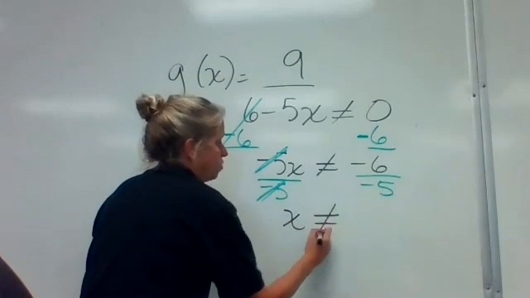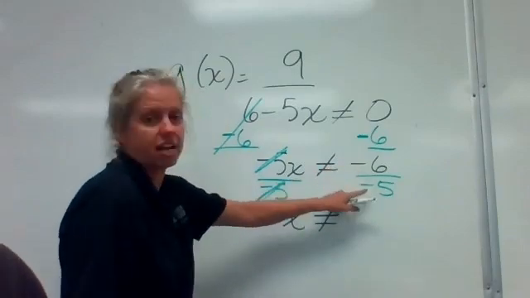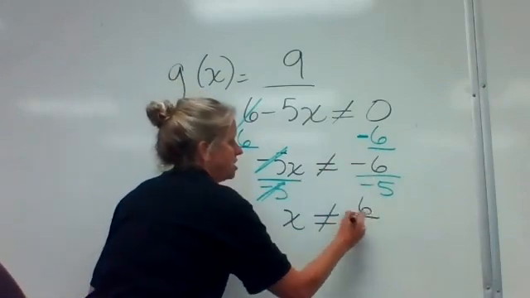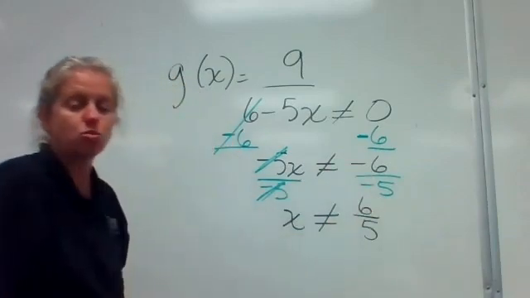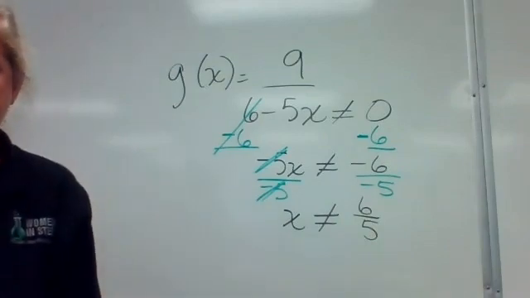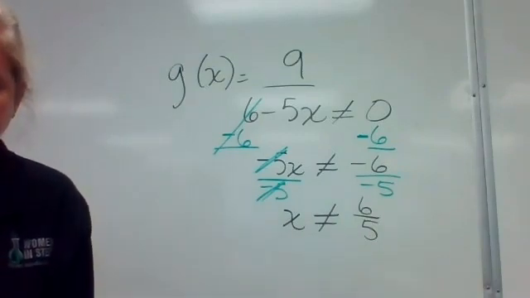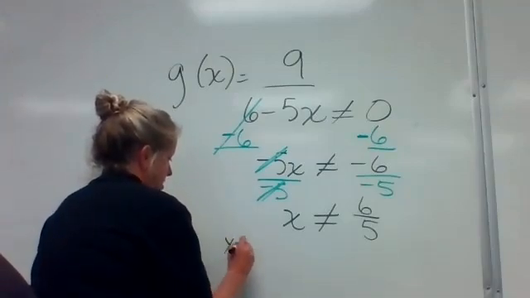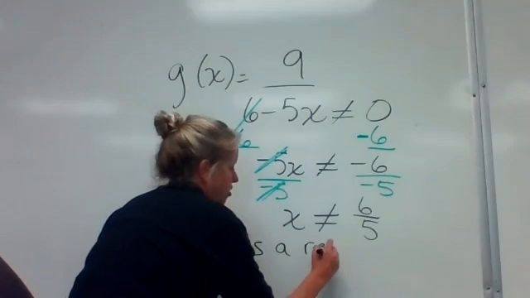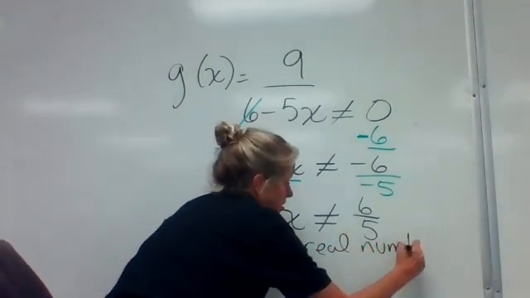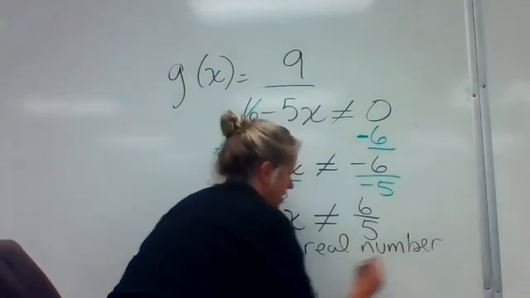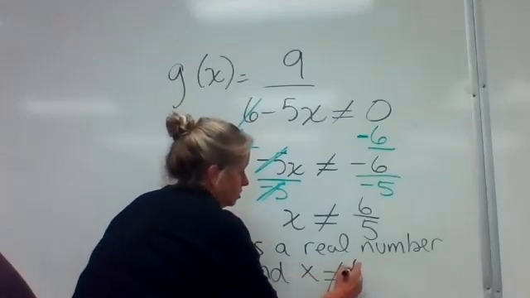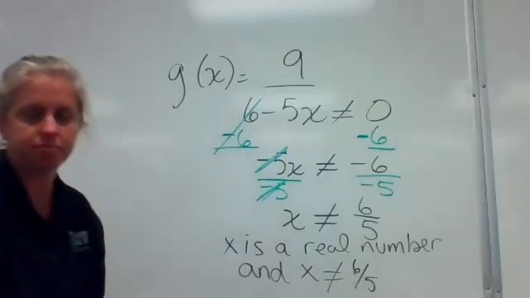Bring down my cannot equals. A negative over a negative turns that positive, and 6/5 just doesn't reduce. So positive 6/5 is what x cannot equal. It can be anything else in the world though, right? So x is a real number and x cannot equal 6/5.